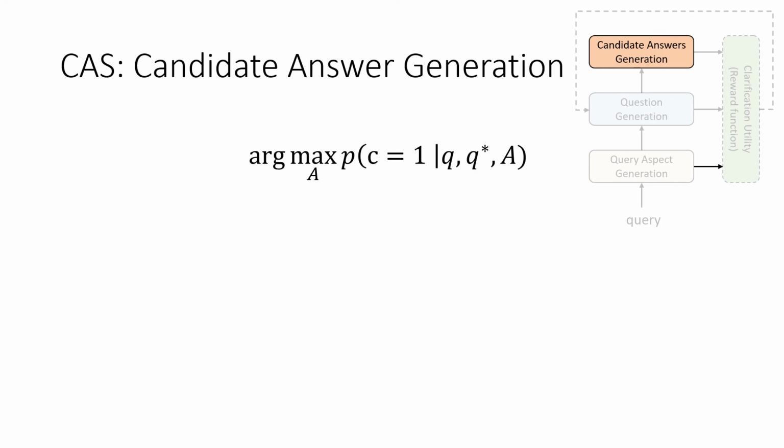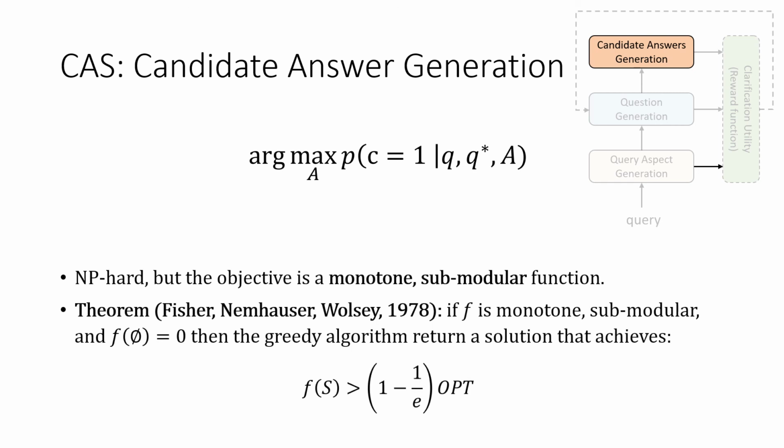So in the candidate answer generation, we are looking for a candidate answer set A that maximizes this clarification utility function, or this probability. But this is an NP-hard problem. However, the good news is that it's a monotone and submodular function. So we can use this theorem from Fisher et al. that has a nice, reasonable approximation for optimizing these functions. So the solution is to just have a greedy algorithm that generates candidate answers one by one.